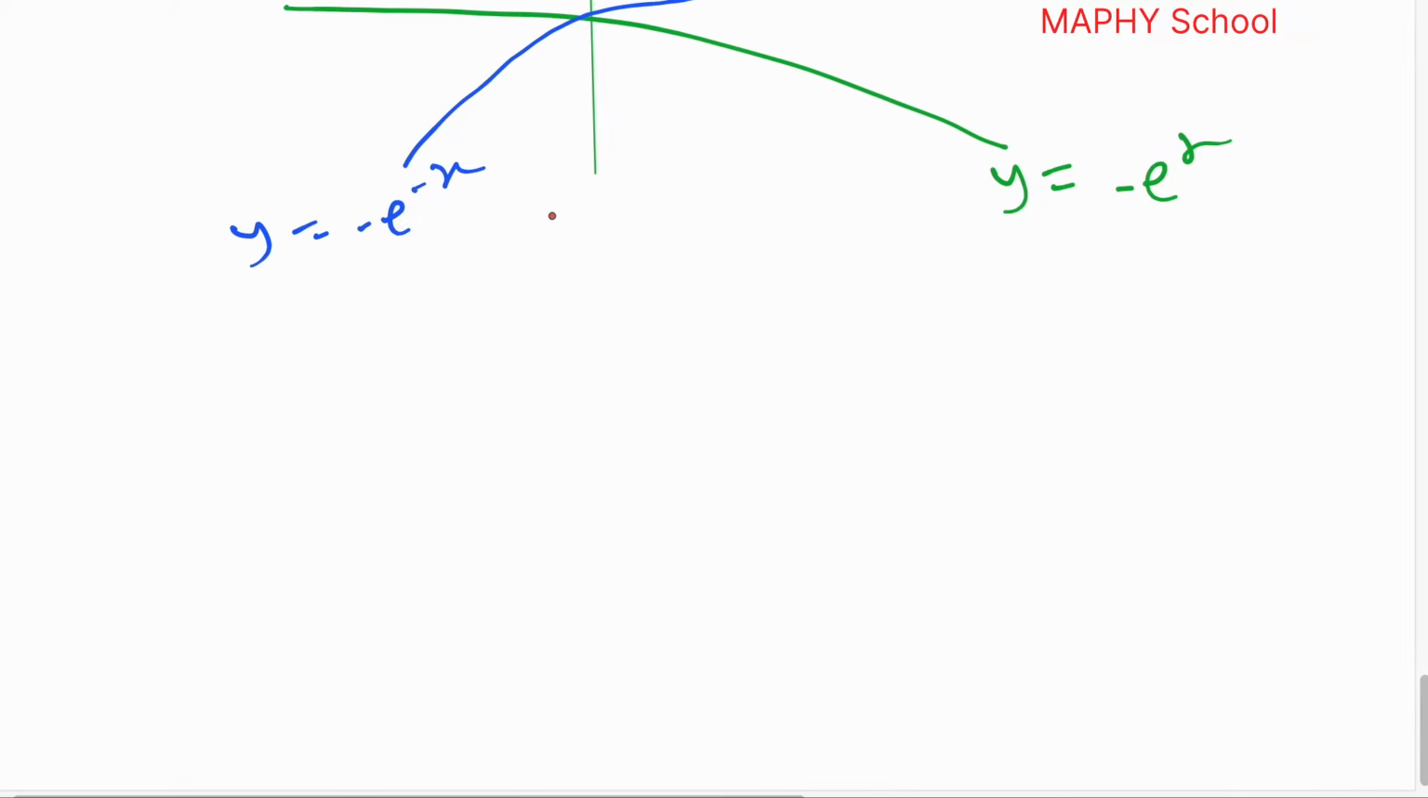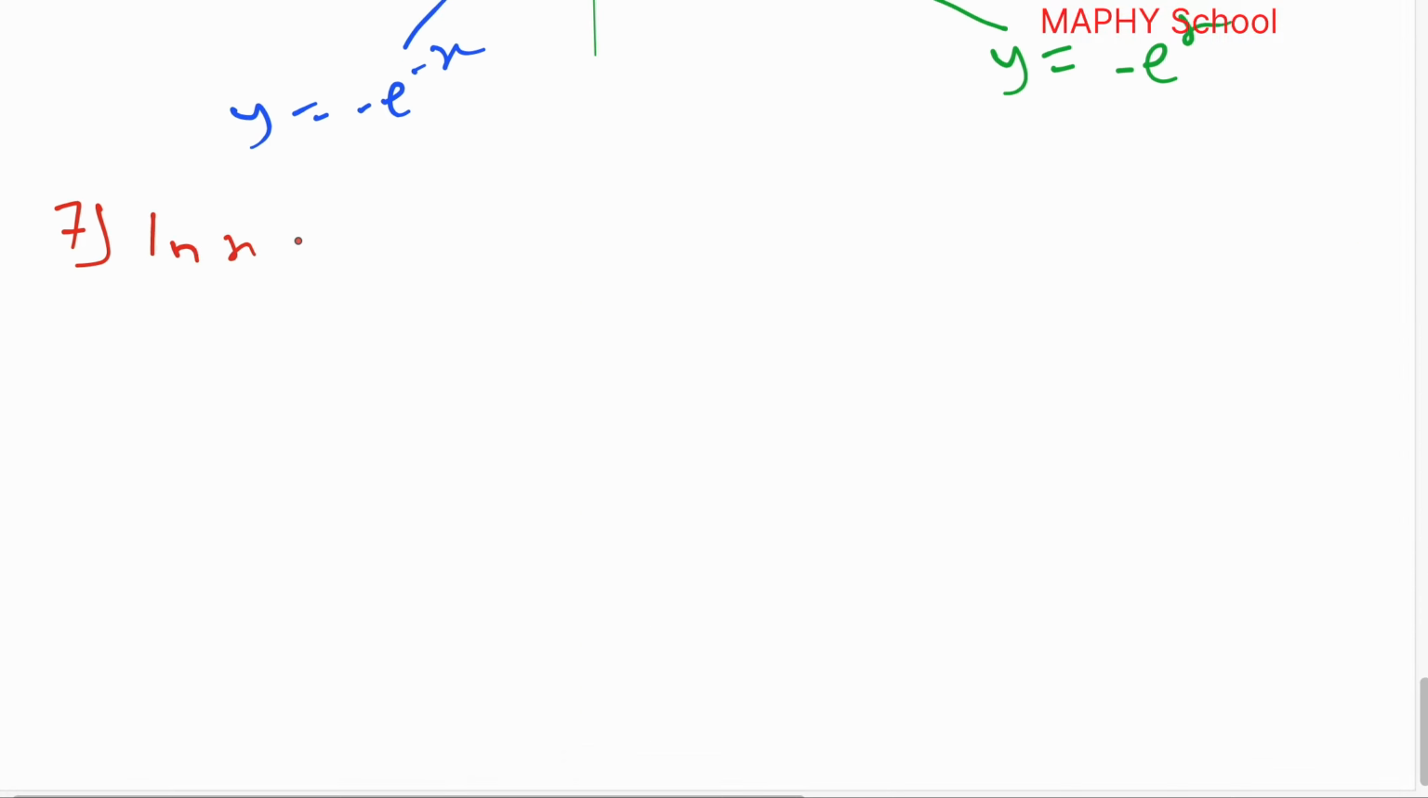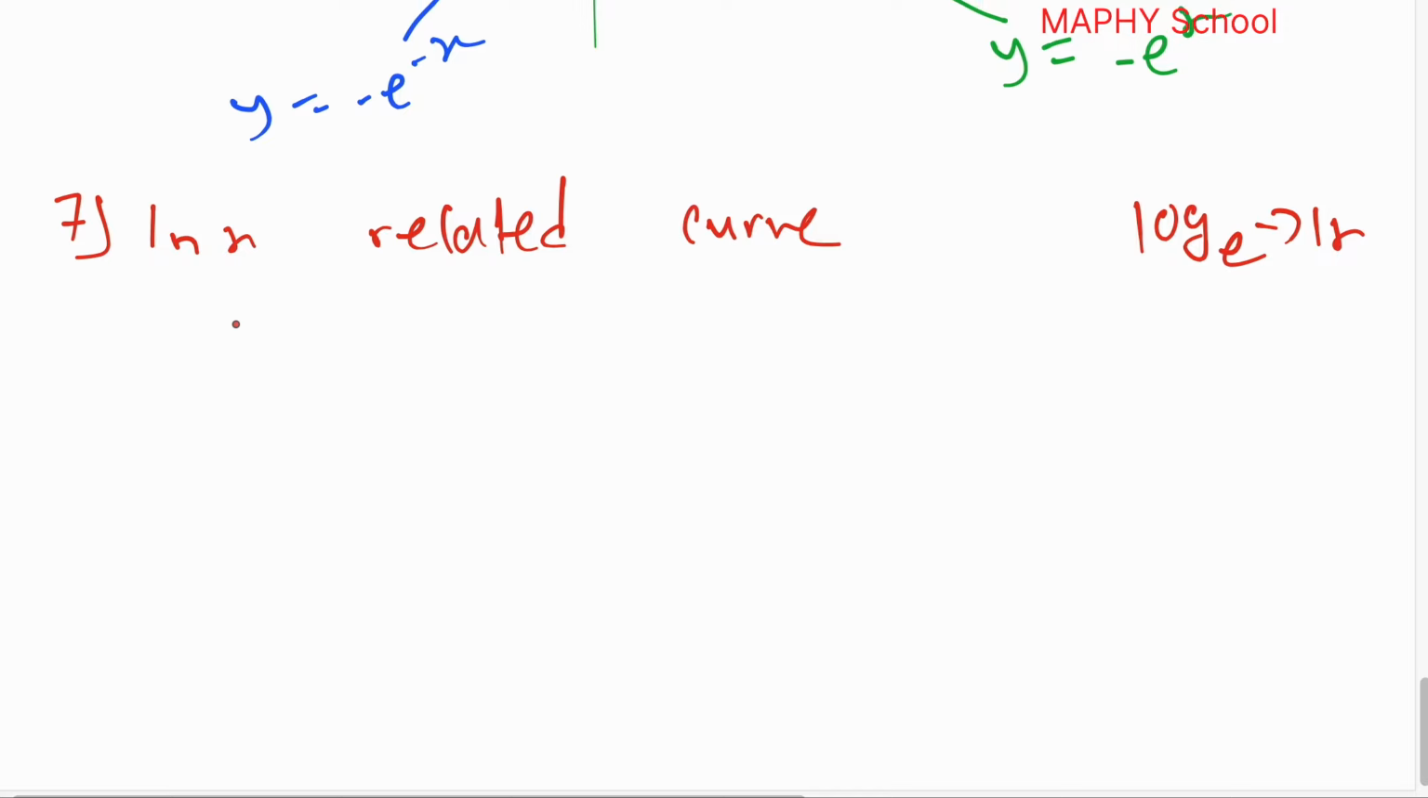Now we can go for ln x related curve. It was 6, so this is 7. Ln x related curve. What is basically ln? The log, when the base is e, we call it ln. So ln x related curve and log something, it's the same. So the ln x related curve, we write it like this way: y equals k ln(ax plus b) plus c.